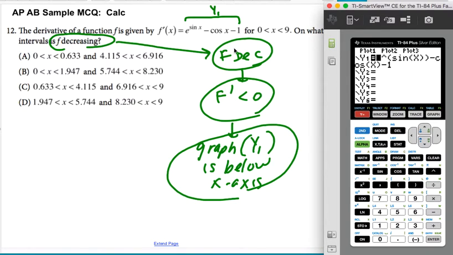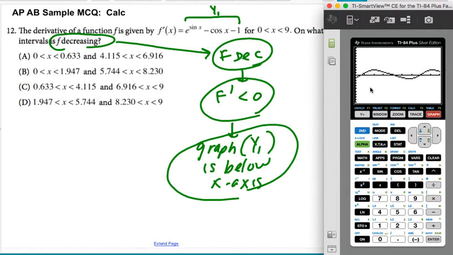And then once I'm here, I don't want to zoom 6 necessarily. I'm going to go to window and I'm going to start my x at 0 and end my x at 9, because that's the window we specifically asked to look at. And it'll make it obvious if, for instance, my graph is still negative at 9, right? Or at 0. So it'll be easier to see if the window is adjusted that way. So let's go ahead and hit graph.